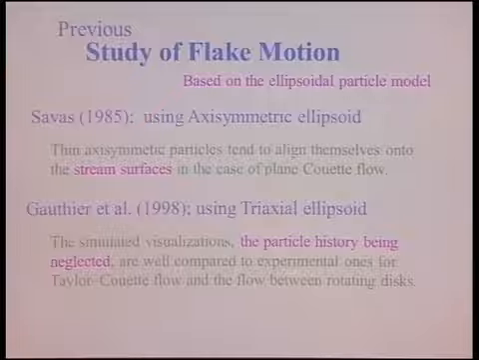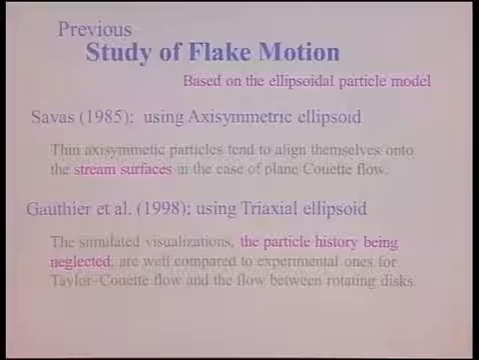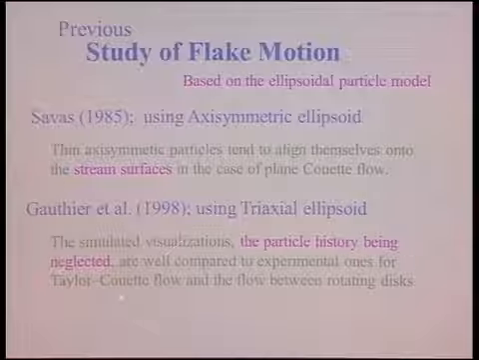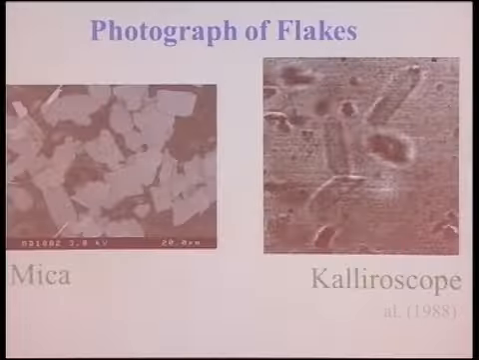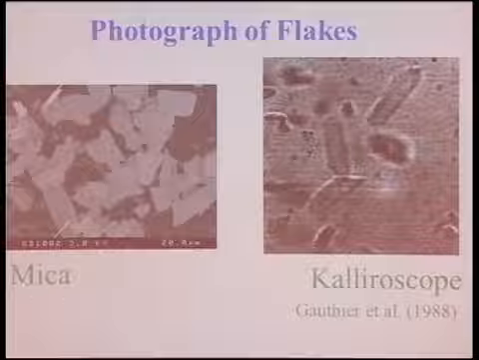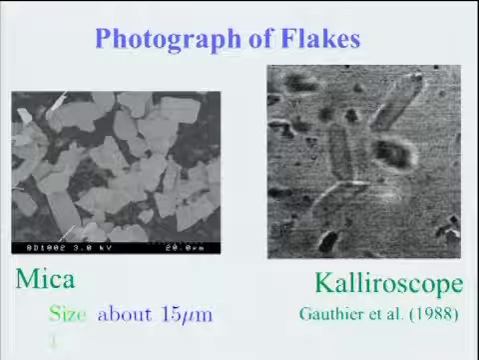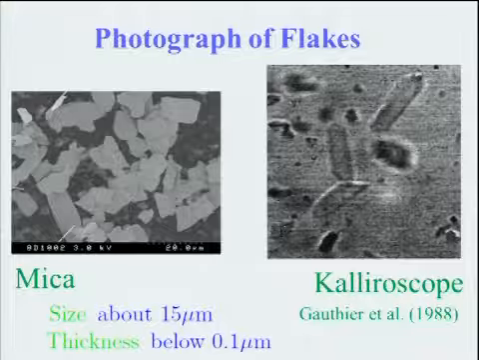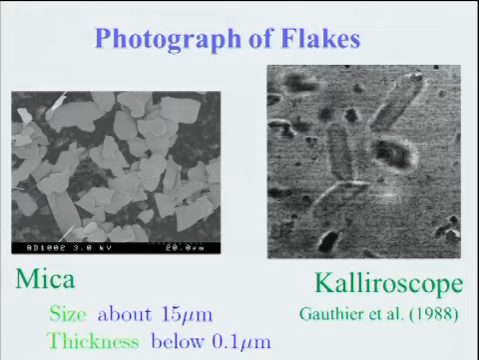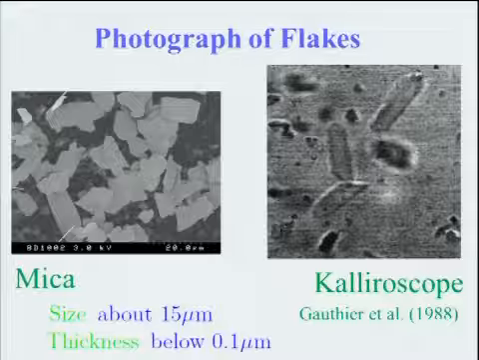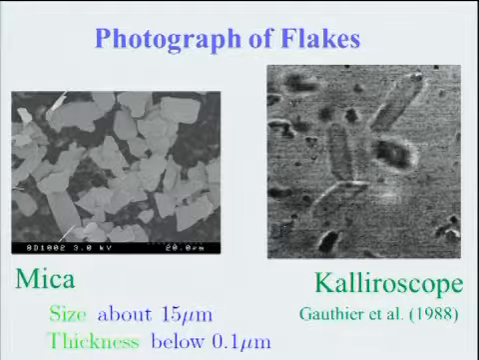But the main conclusion here is that the particle history is neglected. So I oppose this. And this is a photograph of flakes, mica and kaleidoscope. This is far from an ellipsoid. The size is about 10 micrometers, and the thickness is below 0.1 micrometer. So these may be characterized as thin particles.